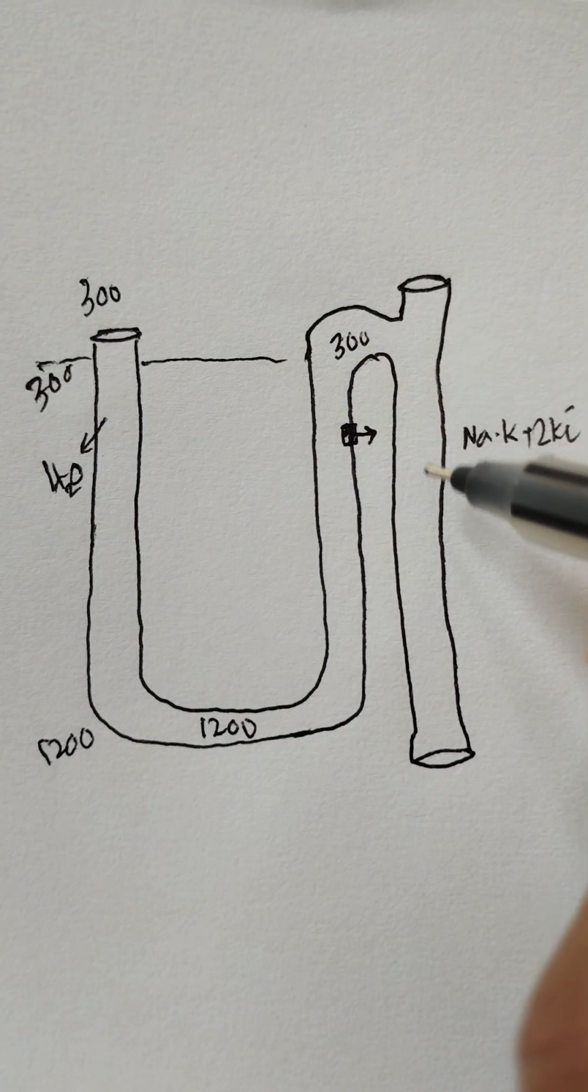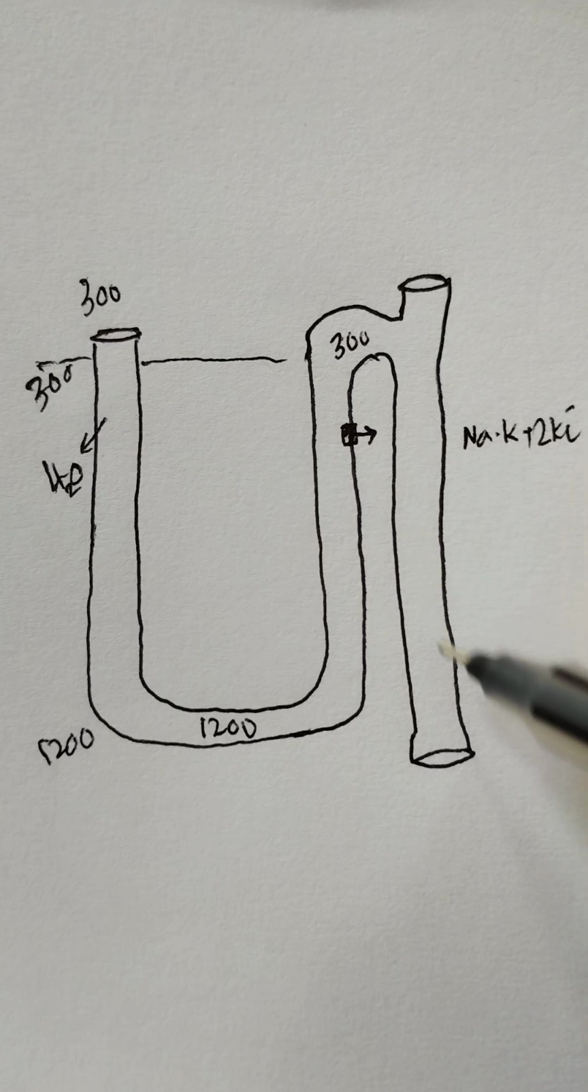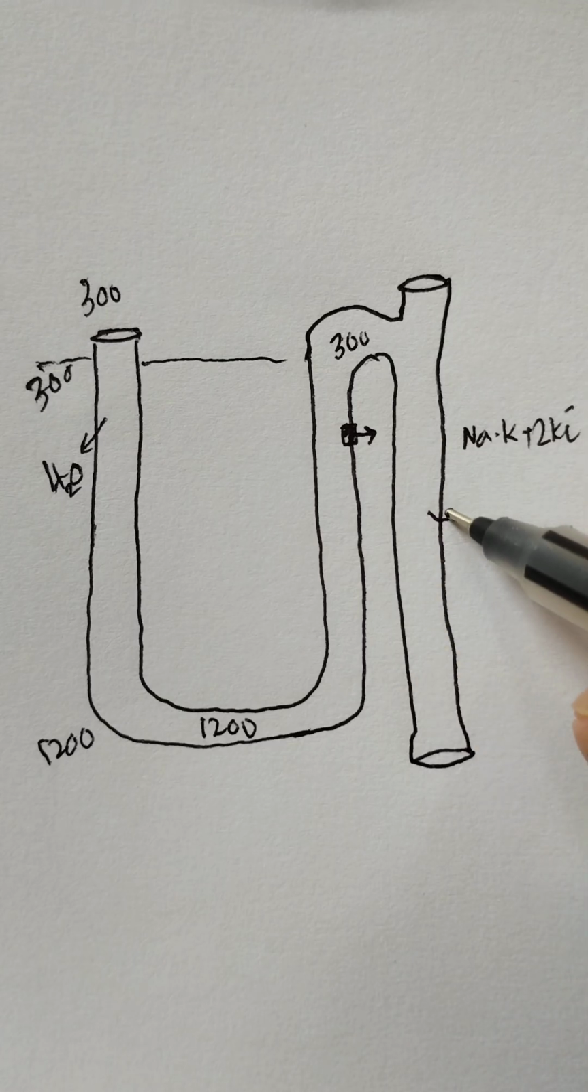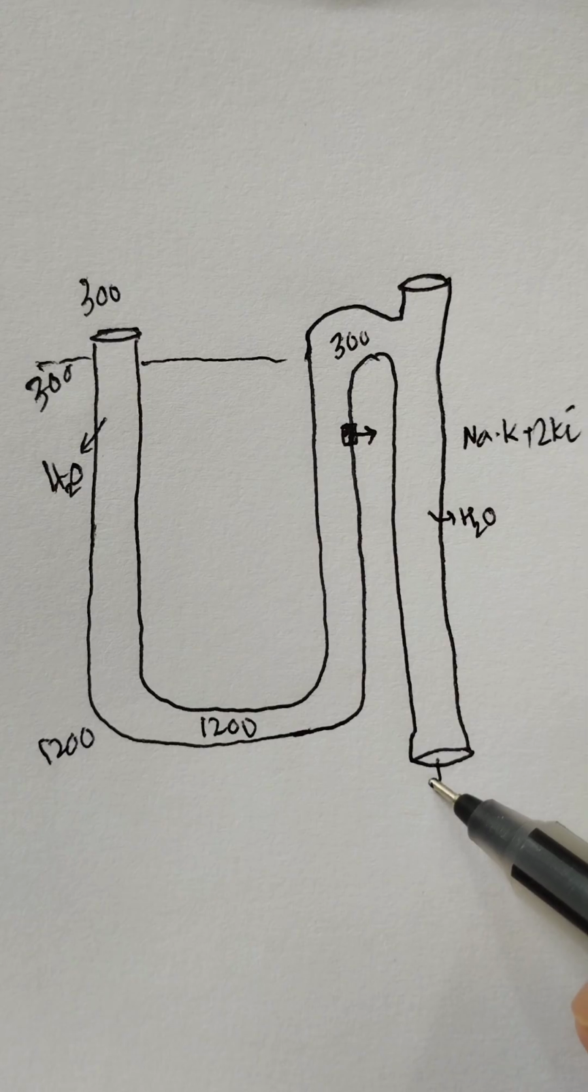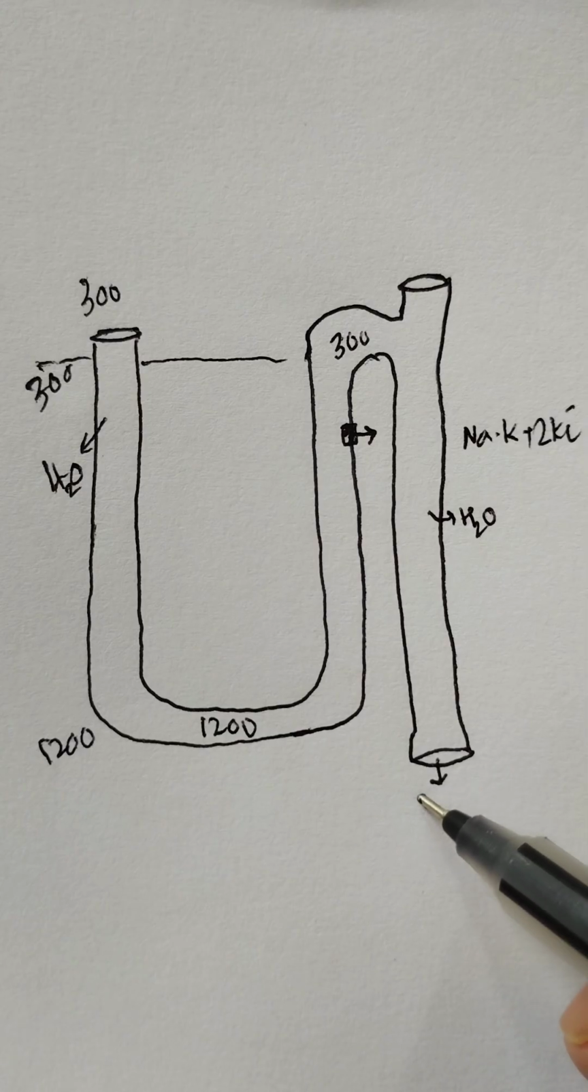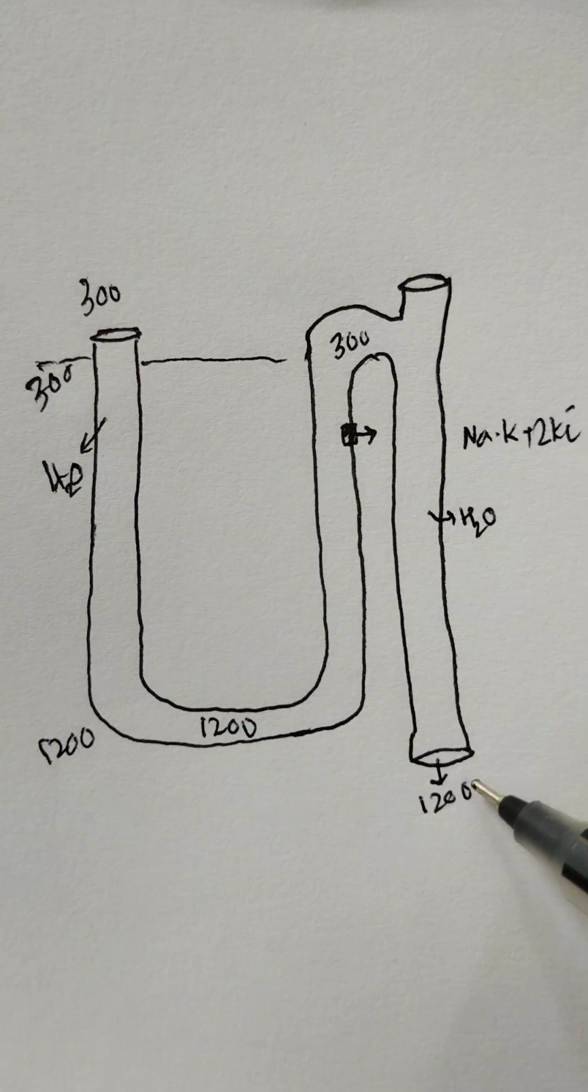And when it reaches the collecting duct, again because of the osmotic gradient, water is going to continuously move, and by the time it reaches the tip of the collecting duct, the concentration reaches 1200 milliosmoles per liter.